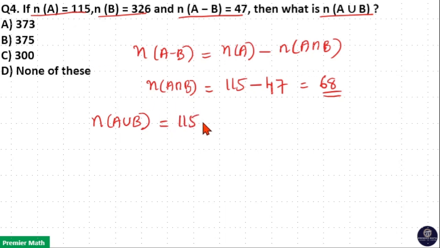n of A, the number of elements in A, is equal to 115. The number of elements in B is equal to 326 and A intersection B is equal to 68. So minus 68. Now here 115 plus 326 is 441. 441 minus 68 is equal to 373. So option A is your answer.